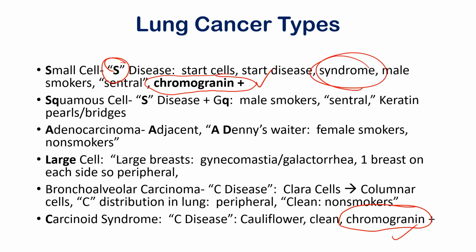Remember all the different syndromes we talked about. ADH. Remember the syndrome of inappropriate ADH. There's the S for syndrome. And then you have Cushing syndrome, right? Cushing syndrome is increased ACTH. So those two things are really high yield to know for that disease.